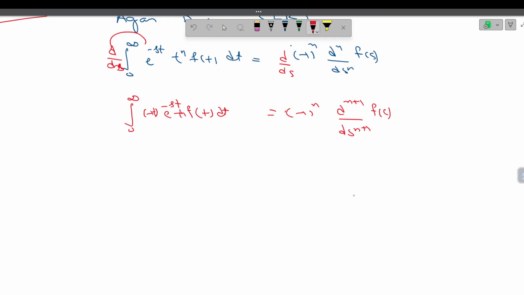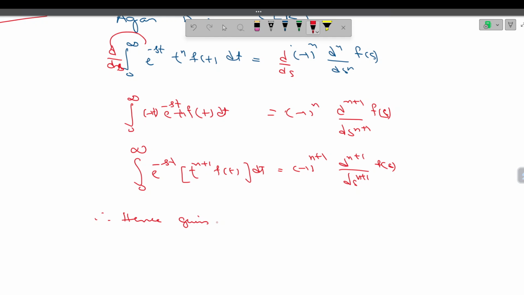Now a small adjustment here. This minus, if I take it over here, is the integral from 0 to infinity of e to the power of minus st, t is there, t to the power of n, so t to the power of n plus 1, f of t dt. This minus, if I take it to here, is minus 1 to the power of n plus 1, d to the power of n plus 1 by ds to the power of n plus 1 of f of s. Hence, it is true.